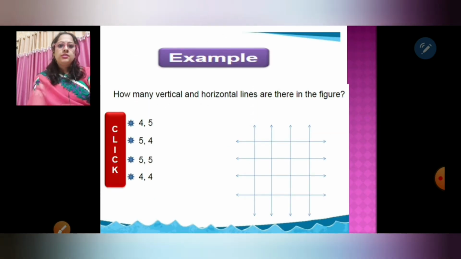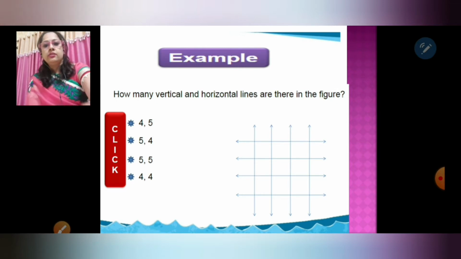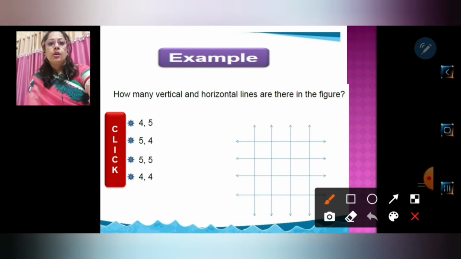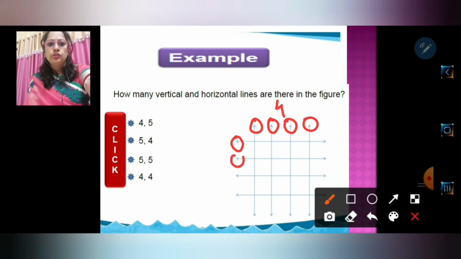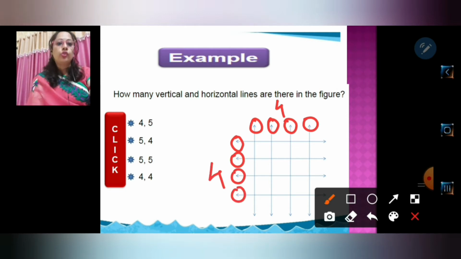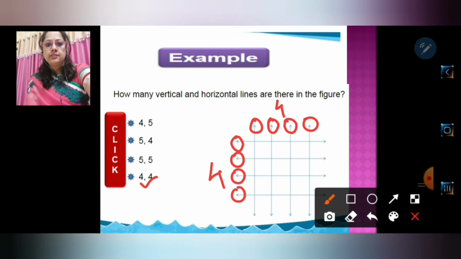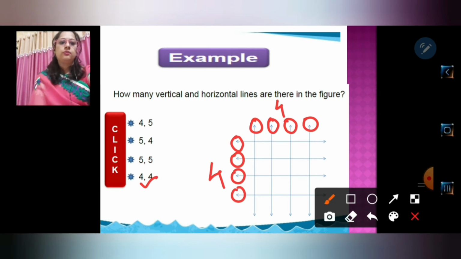Well students, how many vertical and horizontal lines are there in this figure? So let's find out how many vertical lines there are. So 1, 2, 3, 4. So that means there are 4 vertical lines. And how many horizontal lines are there? 1, 2, 3, 4. So that means there are 4 horizontal lines. So this is the correct option.